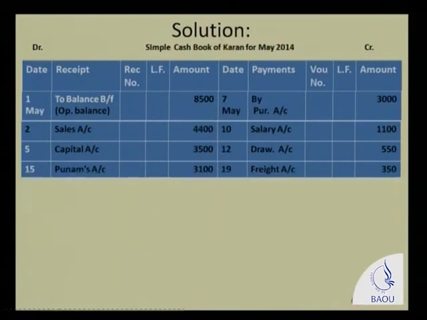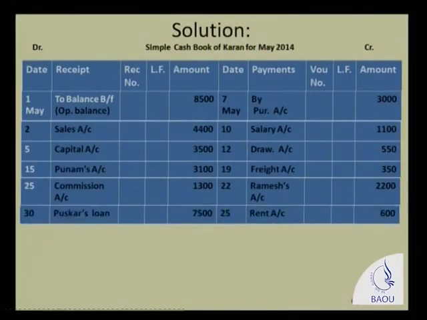So now moving to the next transaction, that is, the 25th: received commission rupees 1300 and rupees 600 paid towards rent. Now here there are two transactions. One is received, that means it is your income, that is a receipt, and the other one is paid rent, that is your expense. So in these transactions, one is commission received and the other is rent paid. First we will discuss the received commission.